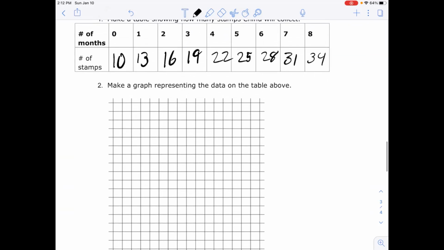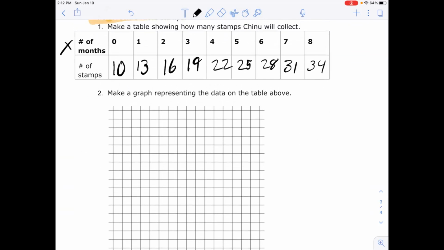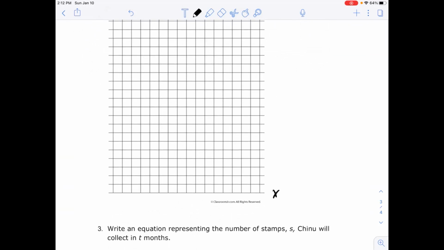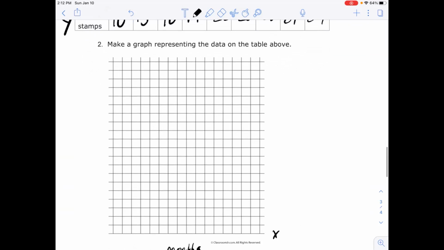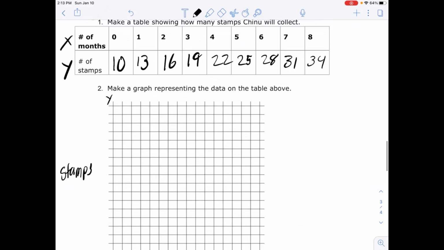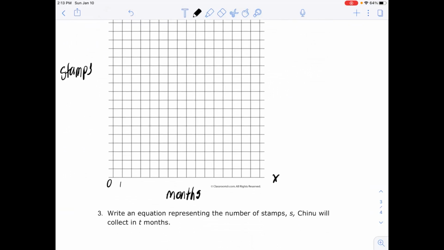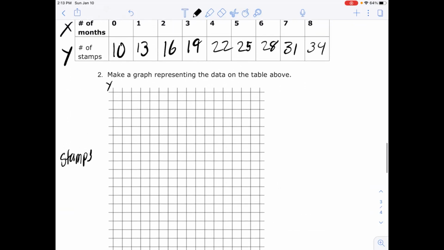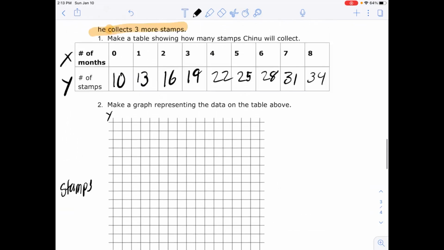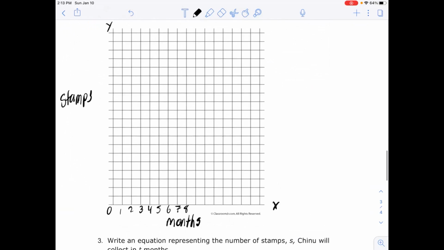Here, my top row, as always, is X. My bottom row, as always, is Y. So I'll label X as my months, and Y as my stamps. My top row just goes from 0 to 8. So I can just go 1, 2, 3, 4, 5, 6, 7, 8. My bottom row goes from 0 to 34. So I think I can count by 2s here.